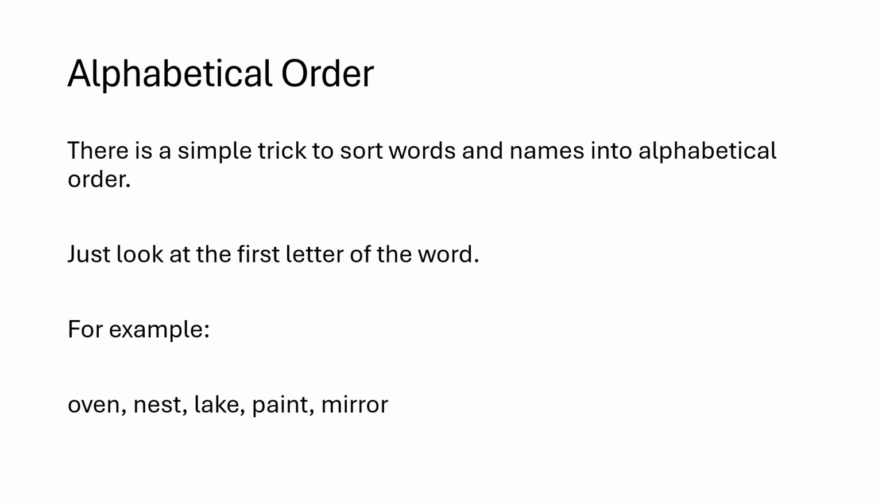There is a simple trick to sort words and names into alphabetical order. Just look at the first letter of the word. For example, oven, nest, lake, paint, mirror.